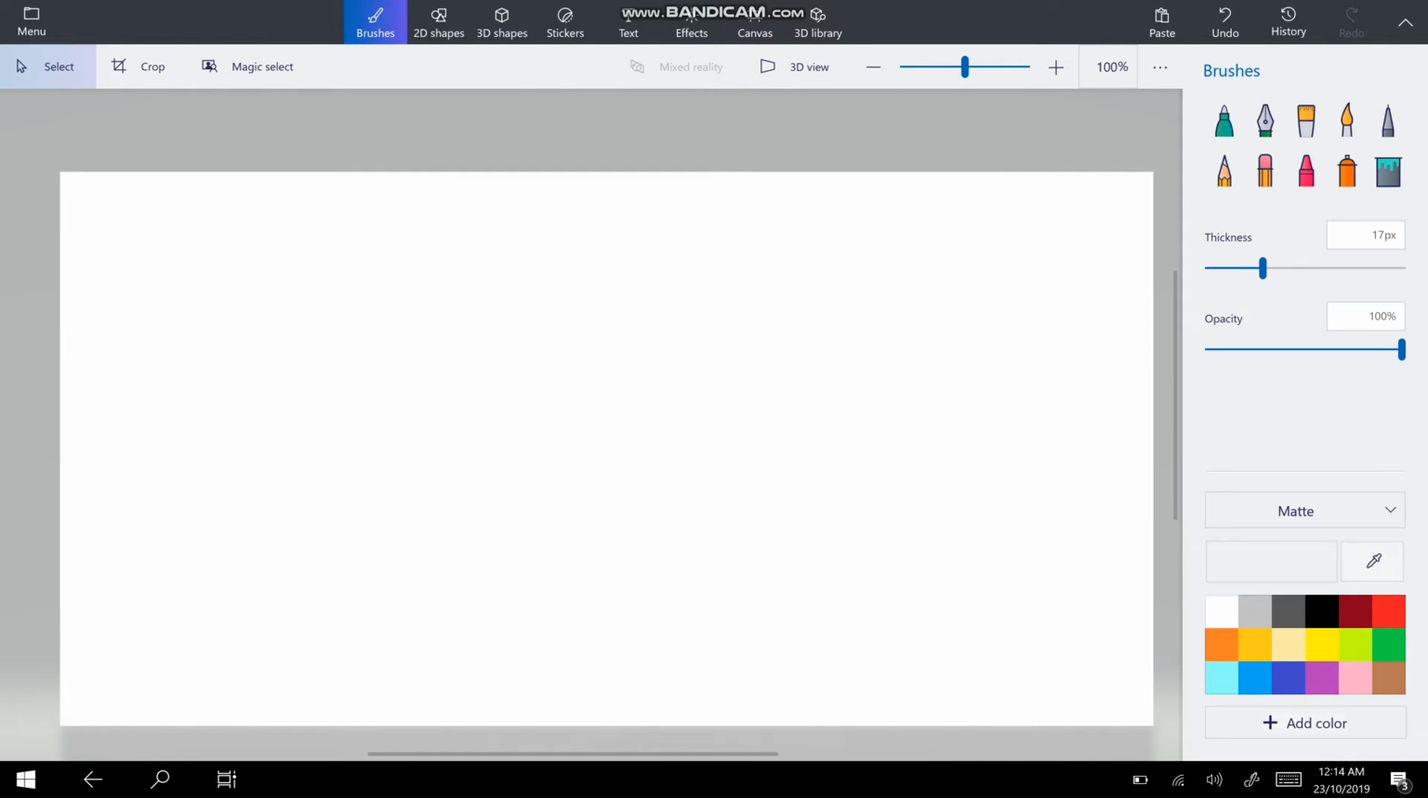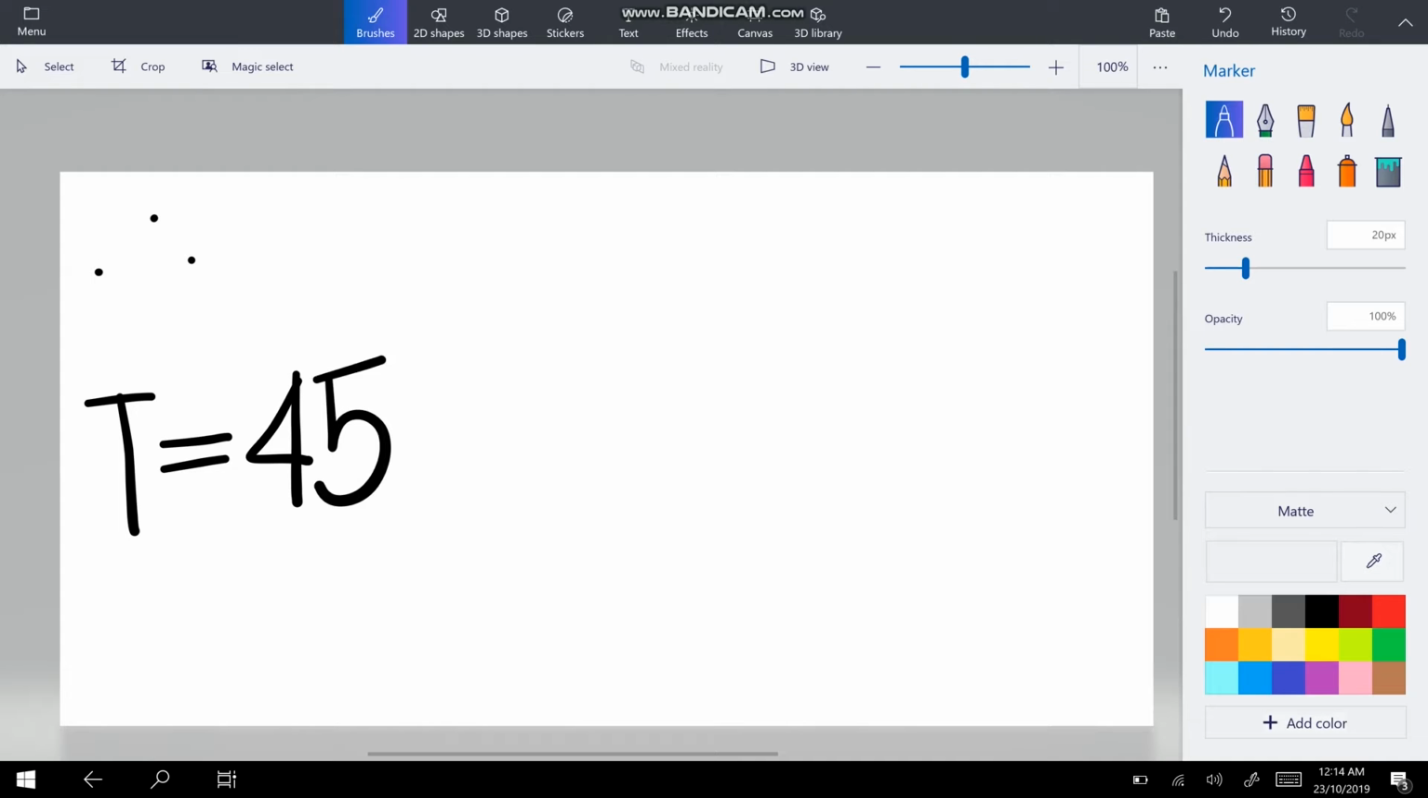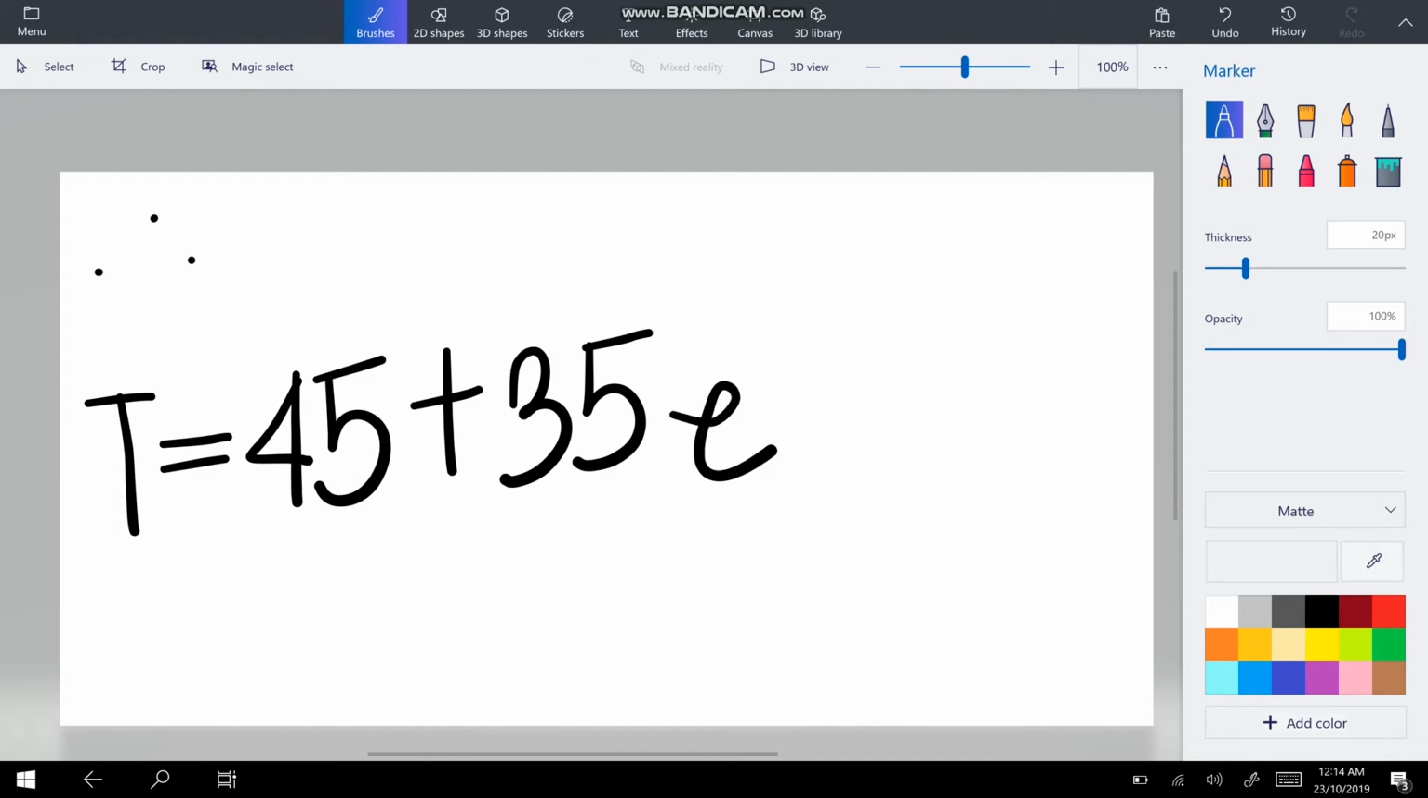So our final equation for the temperature of the object as a function of time will be T equals 45 plus 35 multiplied by e raised to negative 0.02595 multiplied by the time.